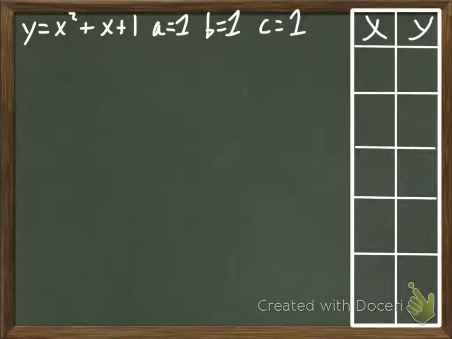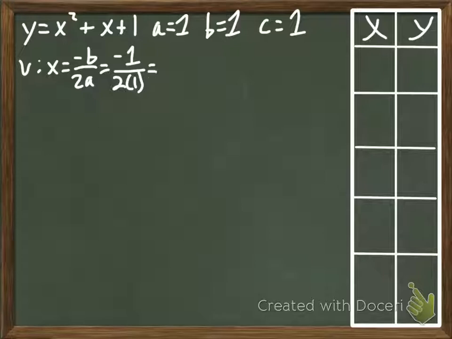So let's see what B does. So we're going to do our vertex. The x value of our vertex. Opposite of B over 2a. Well, now we don't have a 0. So the opposite of positive 1 is negative 1. So negative 1 over 2 times 1. So that's negative 1 over 2, which is negative 0.5 as a decimal.